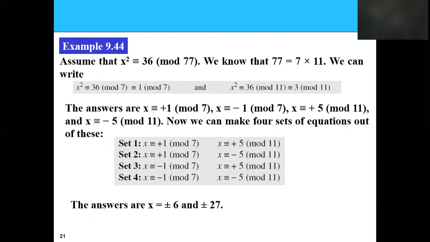So in order to get this answer, x is plus or minus 6 and x is plus or minus 27, dear student, once again we have to use the Chinese remainder theorem for this system of modular congruence equations. So we will definitely get two answers from these relations, and two answers from these relations. In that case, we will have four different solutions, and it surely has four different solutions.